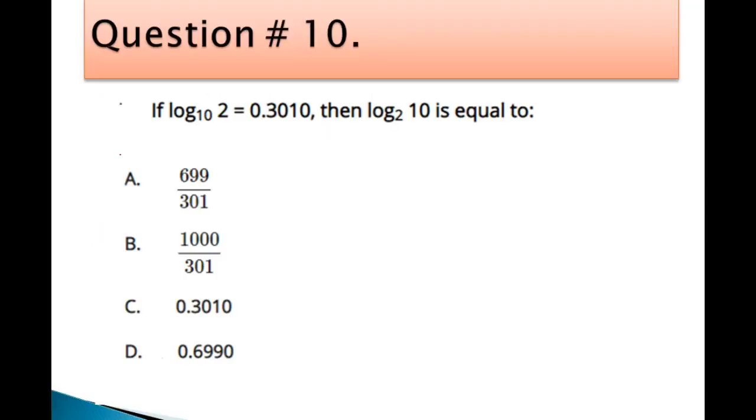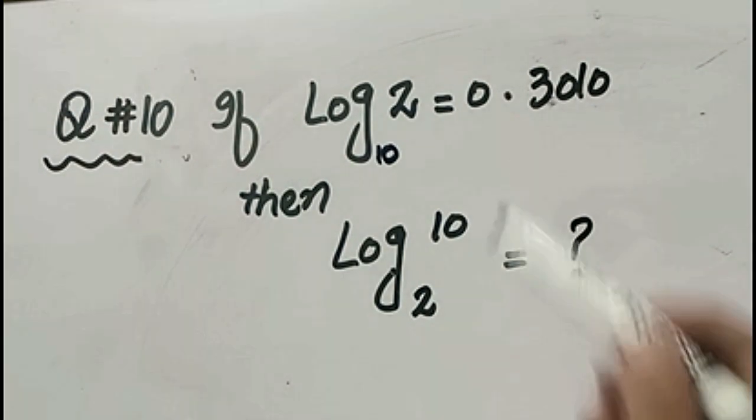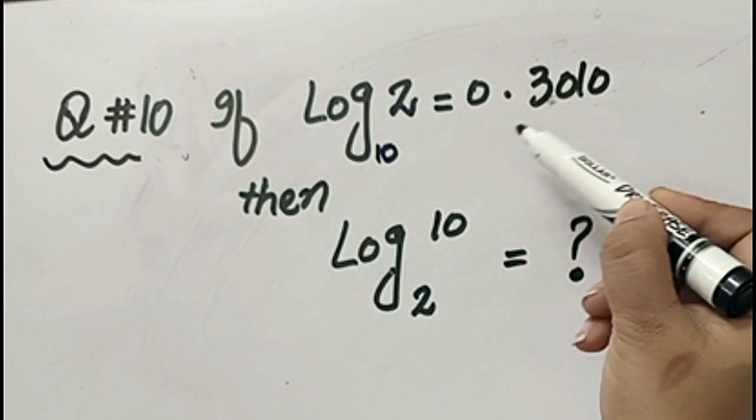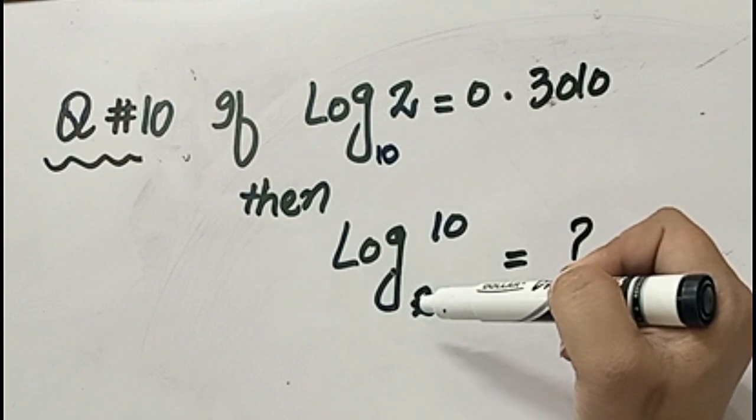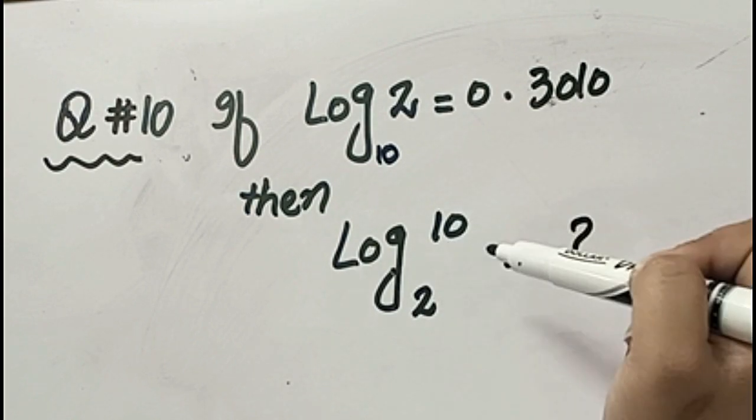Log 2 to the base 10 is equal to 0.3010. Then log 10 to the base 2 is equal to what? So for the solution of question number 10, let's move towards the board. Log 2 to the base 10 is equal to 0.3010, and we need to find log 10 to the base 2.